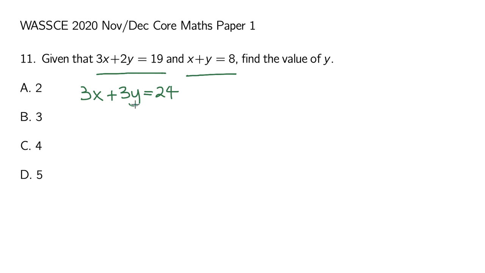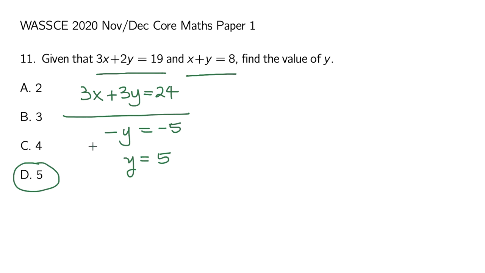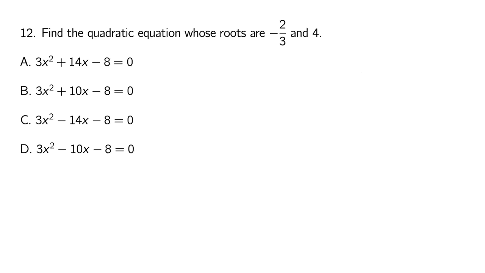Having done that, we can now subtract this new equation from the one on top, which is 3x plus 2y equals 19. When we do that, we get minus y equals minus 5. That means that y equals 5. So that's our answer. The next question, that's question 12, says, find the quadratic equation whose roots are minus 2/3 and 4.